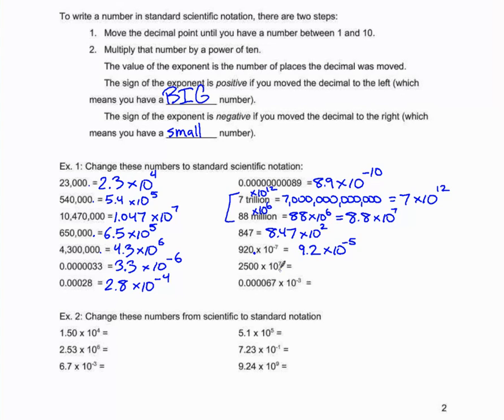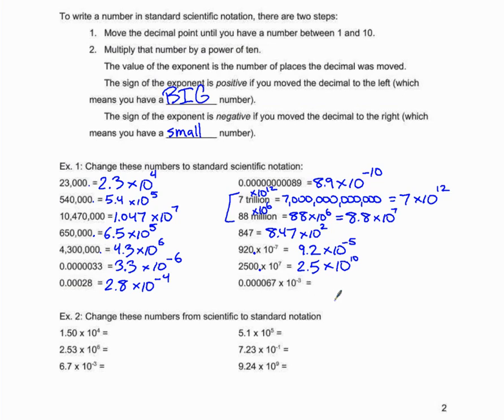Here we have 2,500 times 10 to the 7th power. So my number between 1 and 10 is 2.5. Now we need the value of the exponent. The decimal is here, and we're at 10 to the 7th power. Moving it to the left makes it more positive, so we're at 7, 8, 9, 10. 2.5 times 10 to the 10th power.